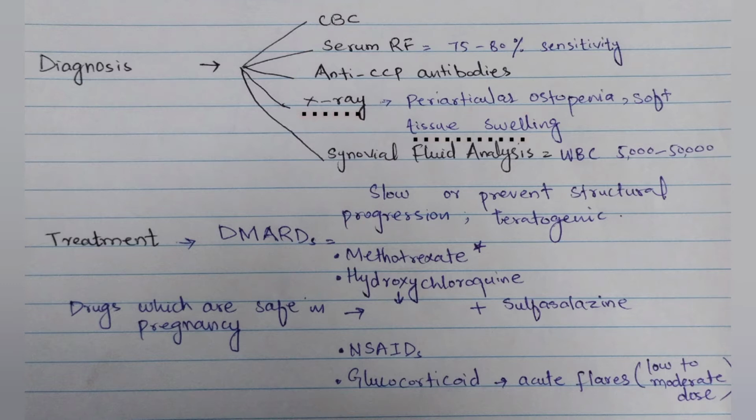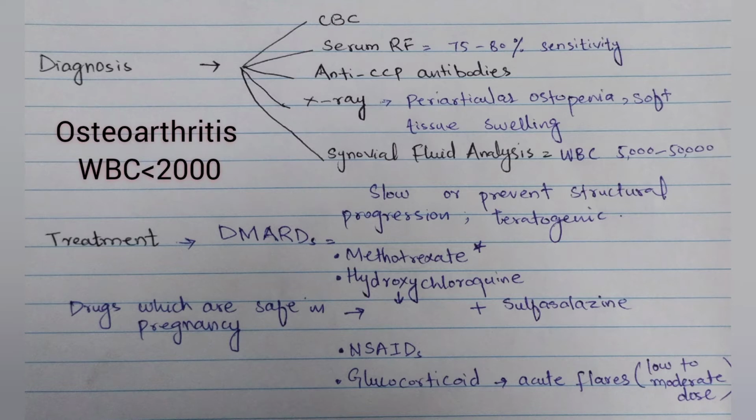We will see soft tissue swelling, and we will notice also that the joint space is lost, and subchondral erosions. And we will check in synovial fluid that our WBC is between 5,000 to 50,000, but in osteoarthritis WBC is less than 2,000. Here it is between 5,000 to 50,000.